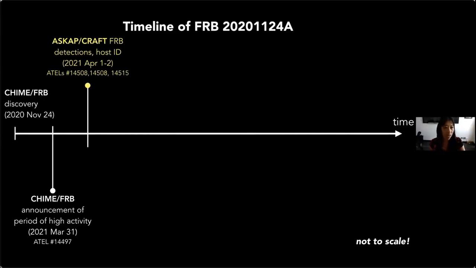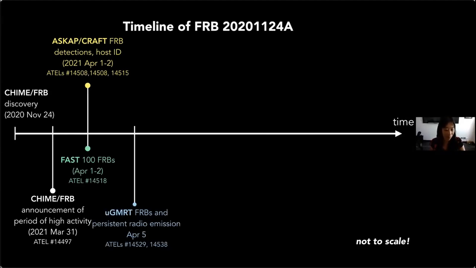In conjunction with the ASKAP CRAFT collaboration, we detected the FRB in follow-up searches and provided an arcsecond localization, and thus a host identification that landed right on a host galaxy. Meanwhile, FAST was also detecting 100 FRBs at the same time, which is amazing and crazy. The uGMRT was also performing follow-up a few days later, and they detected FRBs as well as persistent radio emission, which was interesting. We obtained an MMT spectrum of the host galaxy just a few days later to nail the redshift down to a fairly local redshift of 0.098.